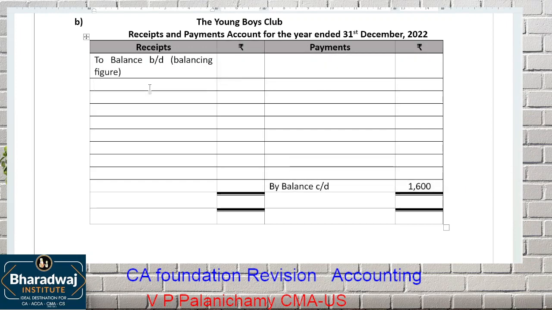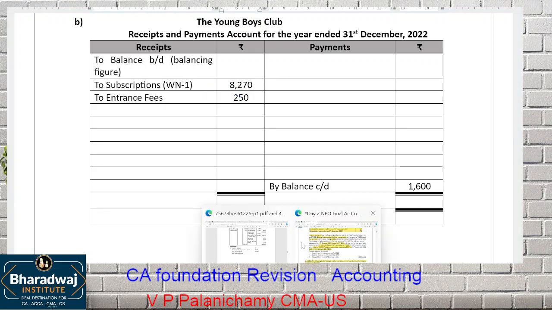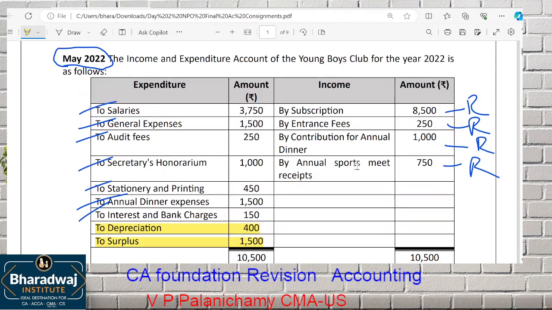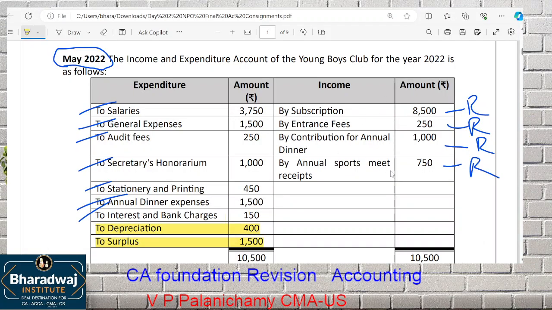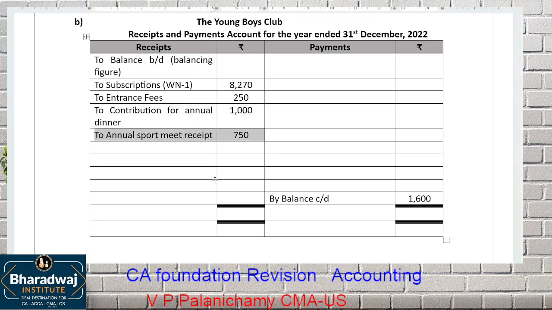What are the receipts? Subscription we have done the working, 8,270. Entrance fees received will come as receipt. How much? 250, no adjustment. Then contribution for the annual dinner, 1,000. Annual sports meet receipts, 750. Any other receipt? Do the payment side part.